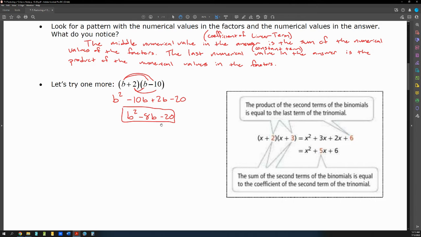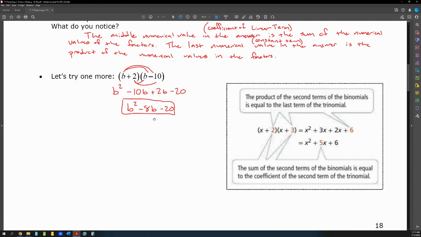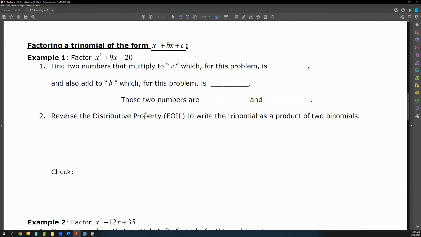So what we want to do here, for this lesson, is take the simplified expression and get back to its factors. This is called factoring polynomials. All right. So here's the general form, x squared plus bx plus c. Let's consider the example x squared plus 9x plus 20. So here's our simplified quadratic trinomial that I want to get back to the original factored form. We're looking for two numbers that multiply to 20 and also add to 9.